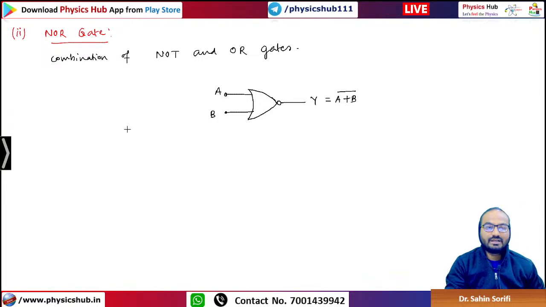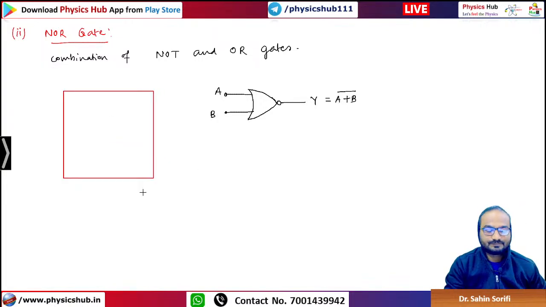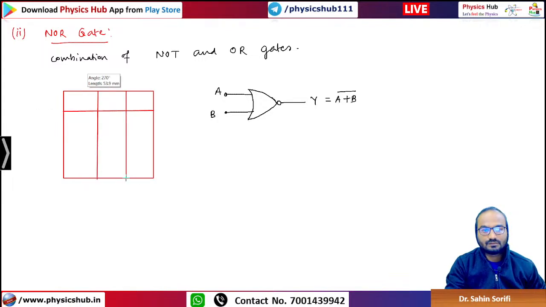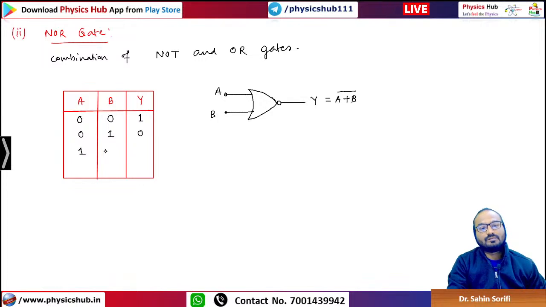So how we can get its truth table? A, B and Y. Okay, so 0 0, 0 plus 0 complement: 0 plus 0 is 0, 0 complement is 1. 0 plus 1 is 1, 1 complement is 0. 1 plus 0 is 1, 1 complement is 0. 1 plus 1 is 1, 1 complement is 0 again.